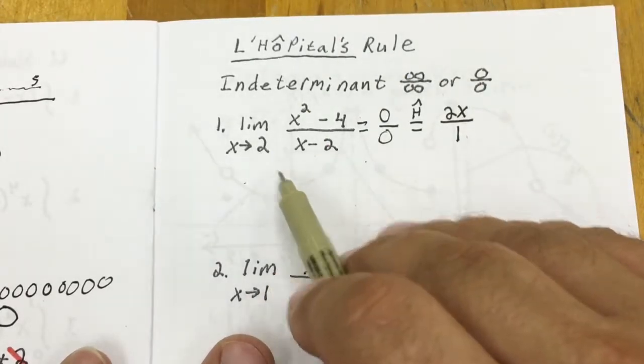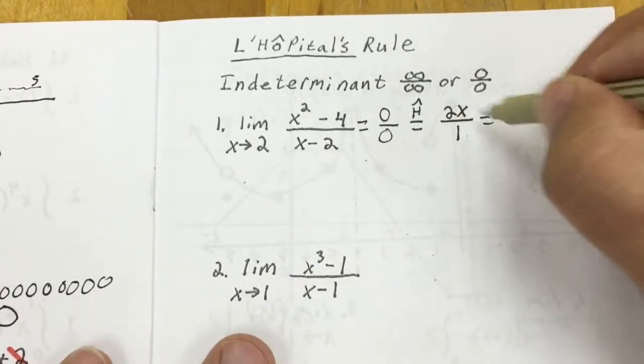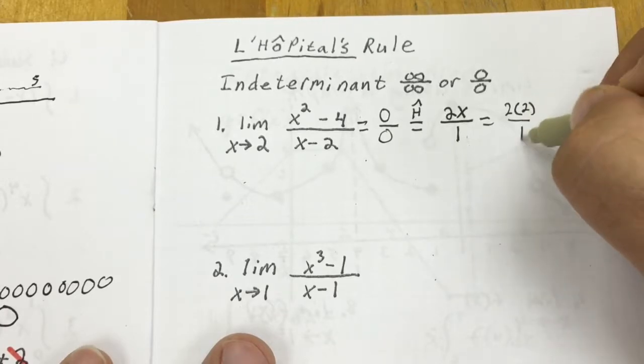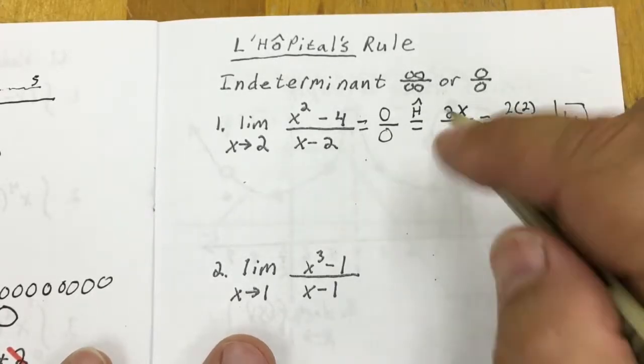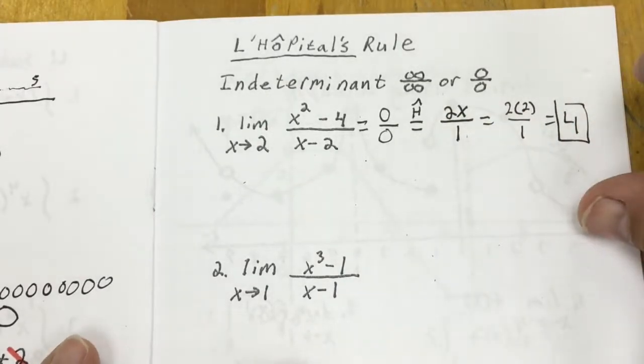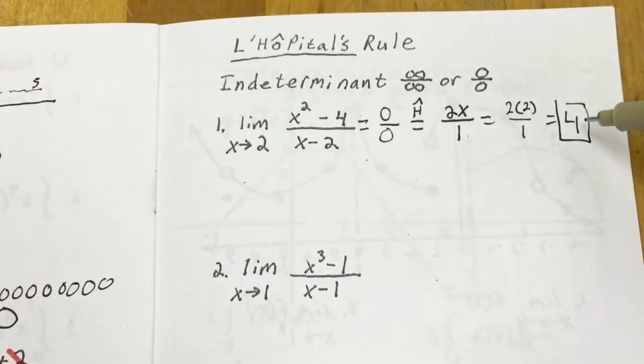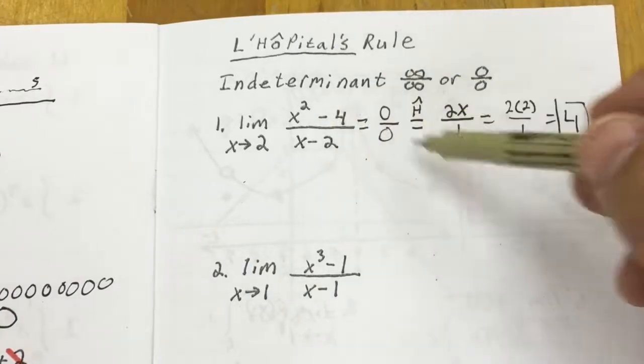And now I take the 2 and I throw it in. And 2 times 2 over 1 equals just 4. So by L'Hôpital's rule, and I think that's what that little H hat means, you put that there to let people know that you're doing L'Hôpital's rule. And it's a quick way of finding the limit of something where you get 0 over 0.